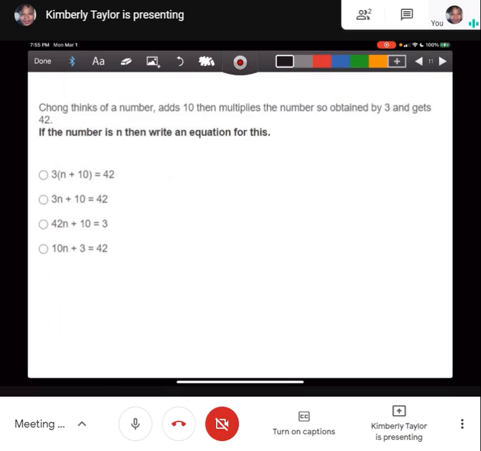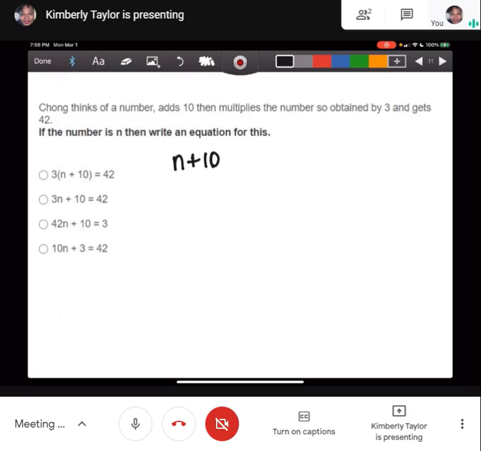Okay, so it says Chong thinks of a number, adds 10, then multiplies the number so obtained by 3 and gets 42. If the number is n, then write an equation for this. So let's work through this again. He has a number, so we don't know the number. He adds 10 to it. Then he multiplies the number obtained by 3.